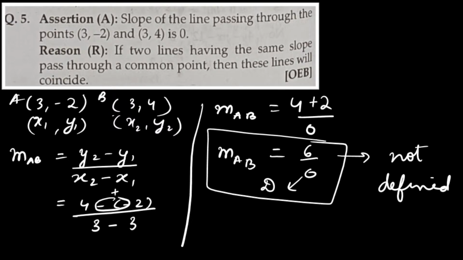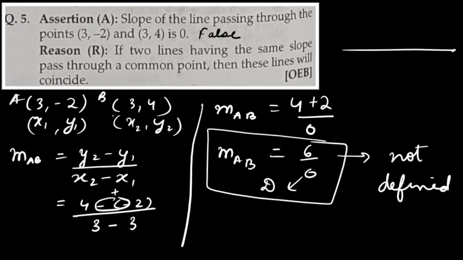So that means A is false. Its slope is not 0, it is not defined. So A is false here. Yes, infinity, it is not defined here. So that means it's not 0, it is false. So if two lines having the same slope pass through a common point, then these lines will coincide.